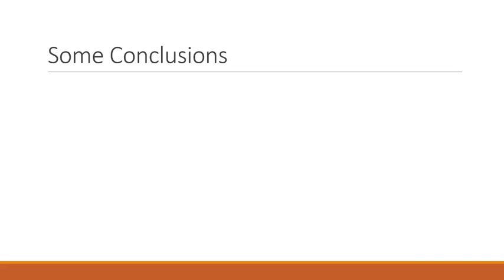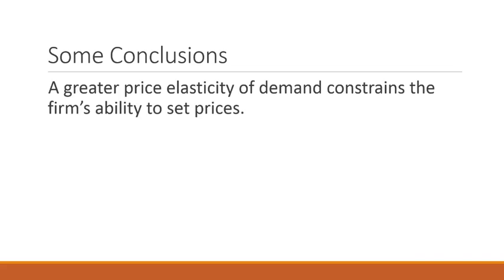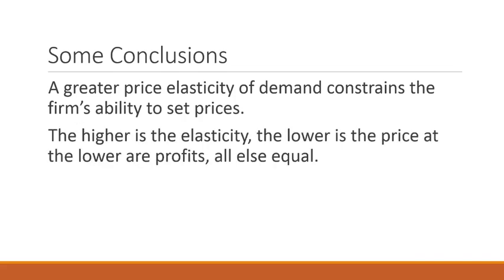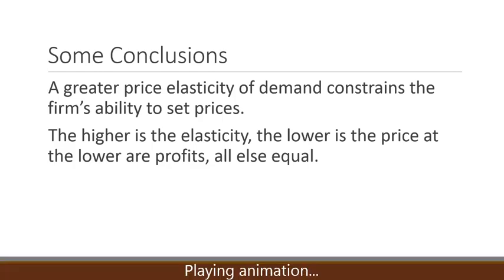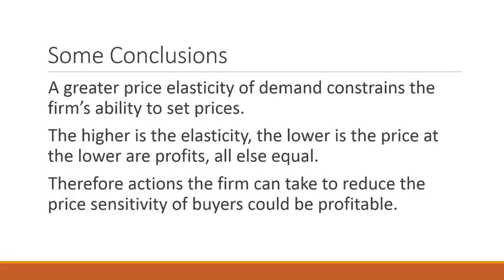Well, let's just conclude this by making a little summary here. We've seen that if the price elasticity of demand goes up, that's going to constrain the firm's ability to set prices. So that means the higher the elasticity is, the lower the price that the firm can charge, and the lower are going to be its profits. So anything that the firm can do to reduce the price sensitivity of buyers would be a profitable action. That's something that we're going to be thinking about later in the course.